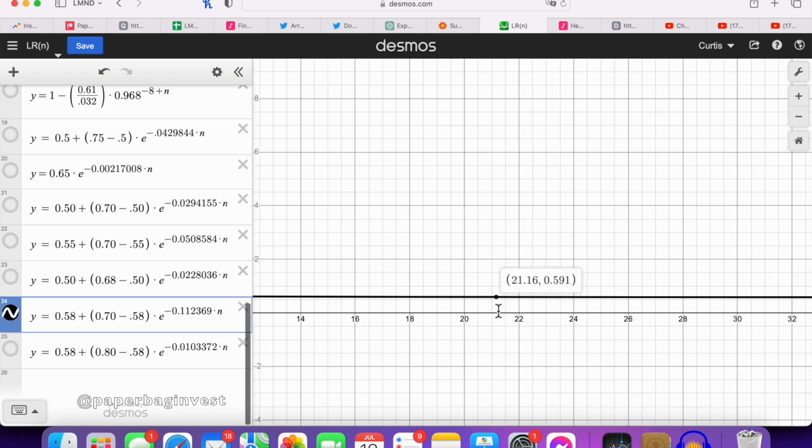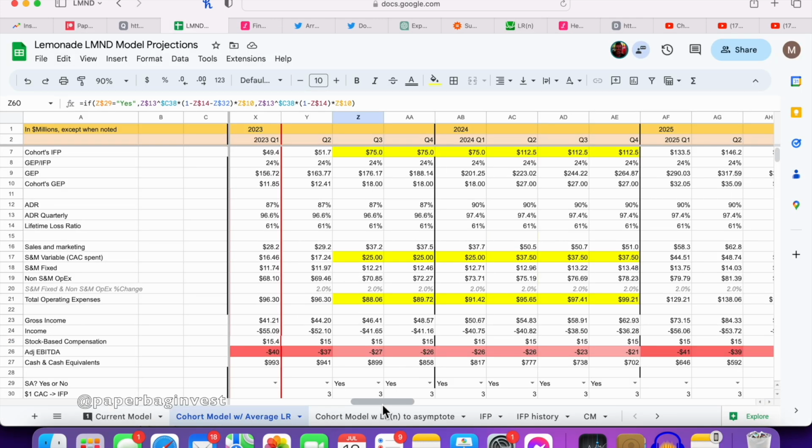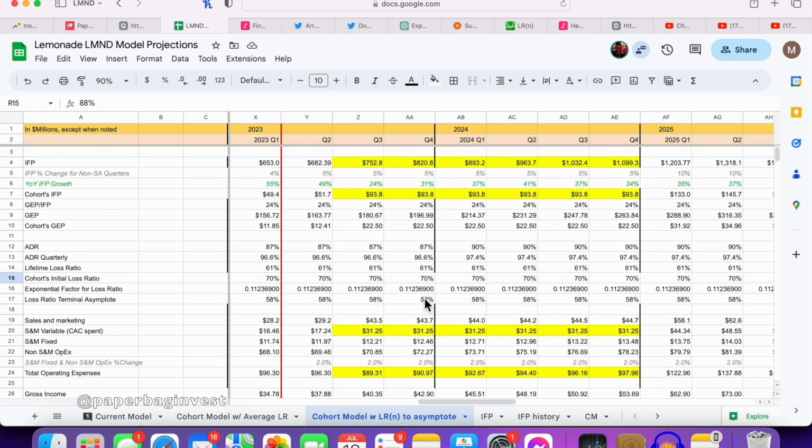So at 20 quarters, or 4 years of time, you're at 59%. You zoom out to 10 years' time, you're at 58%. And that'll just keep tracking down to 58%. So I added that function into my model. And I called that here cohort with loss ratio to asymptote, and added in some details where I could put in the lifetime loss ratio, the initial loss ratio, this exponential function or x that we solved for from Wolfram, and where it terminates to. So going into the future, I use those same values: 70%, 58%, and 61%.